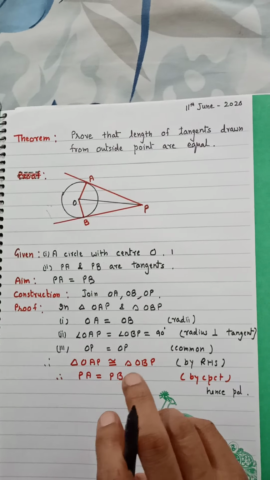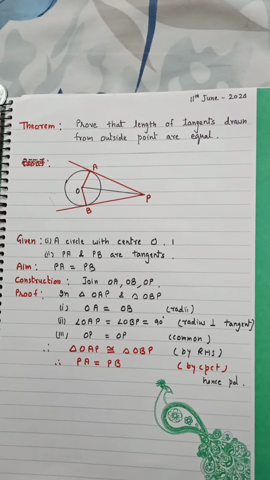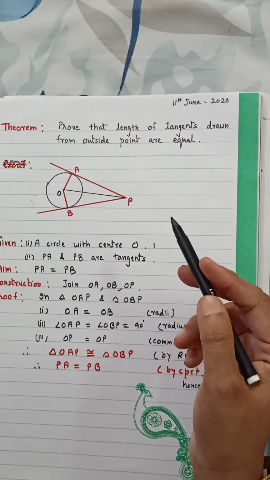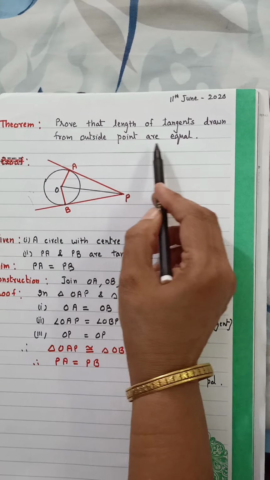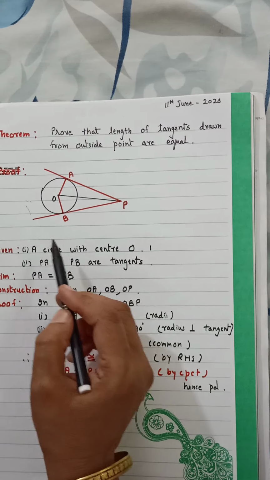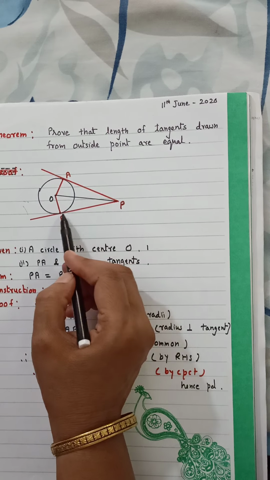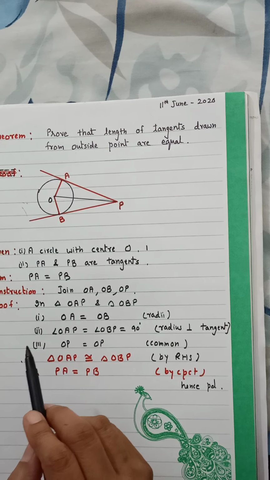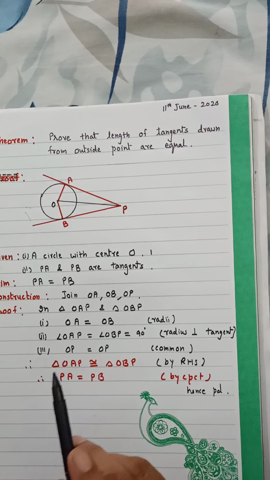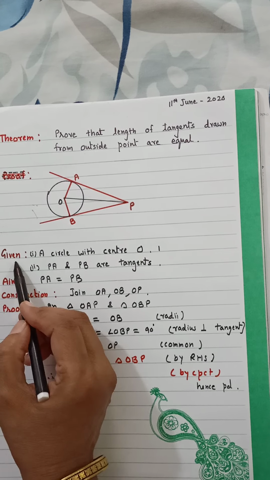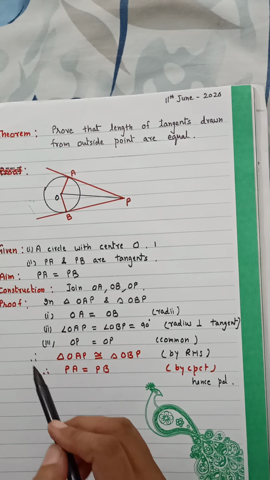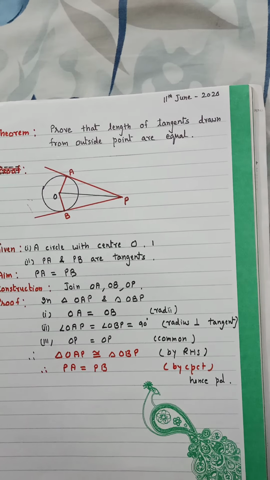Let us solve the first theorem, a very important theorem, and one theorem we will get in the board exam also. So this is the theorem that proves that the lengths of tangents drawn from an outside point are equal. Class, if you see this figure, now you are very clear that PA and PB are lengths of tangents. And your aim is to prove that PA and PB are equal. Whenever you get a theorem in the exam, it is a must to write given, aim, and if there is any construction, and then prove. You will get marks just for writing given, aim, and figure.